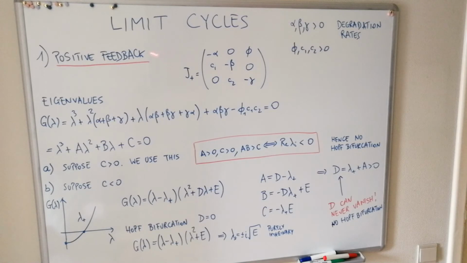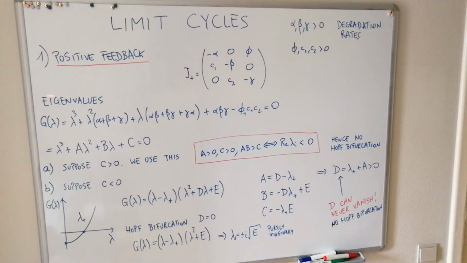So this is the proof of the case one of positive feedback. So our Jacobian is J plus. It has plus phi here, positive signs here, minus alpha, minus beta, minus gamma. All the coefficients are positive. So we want to find the eigenvalues of this matrix and show that there is no Hopf bifurcation in this case. Let's do the calculation of the eigenvalues.